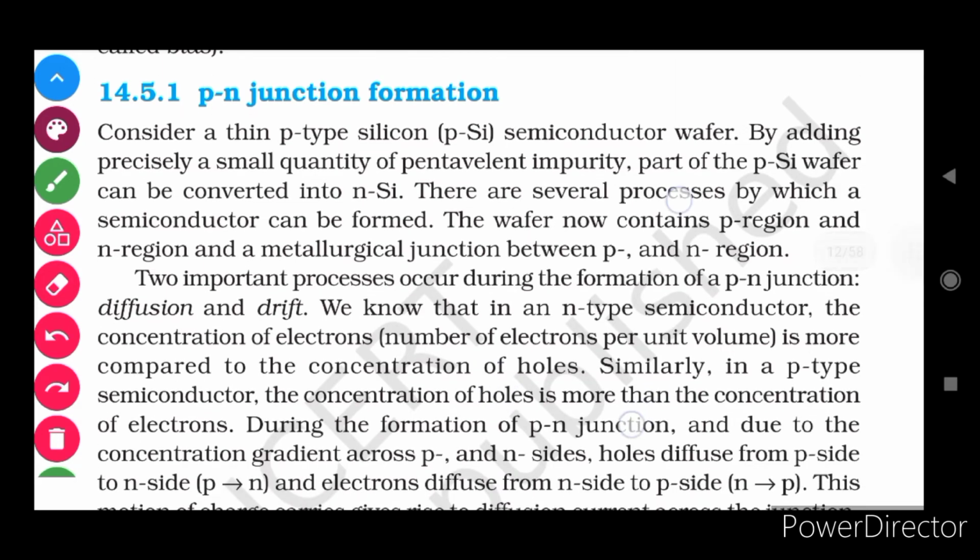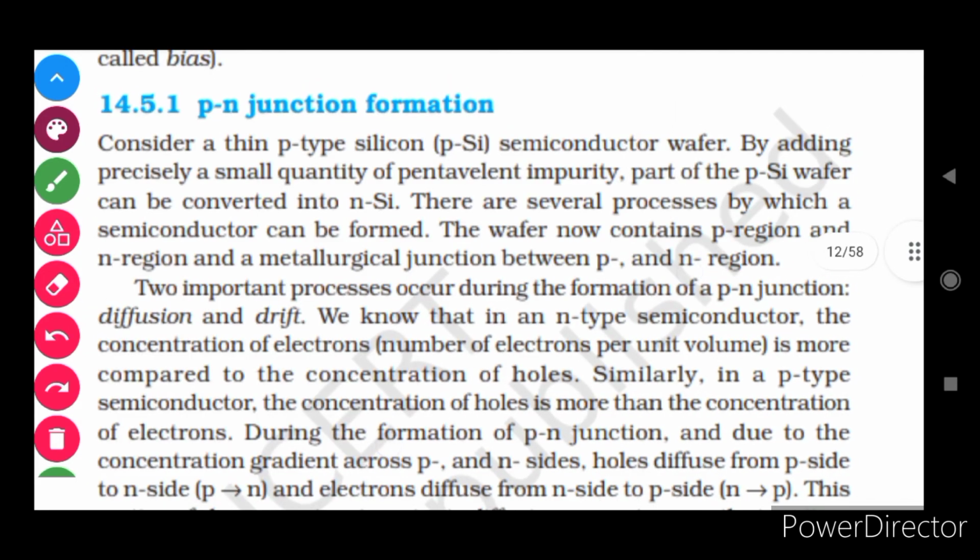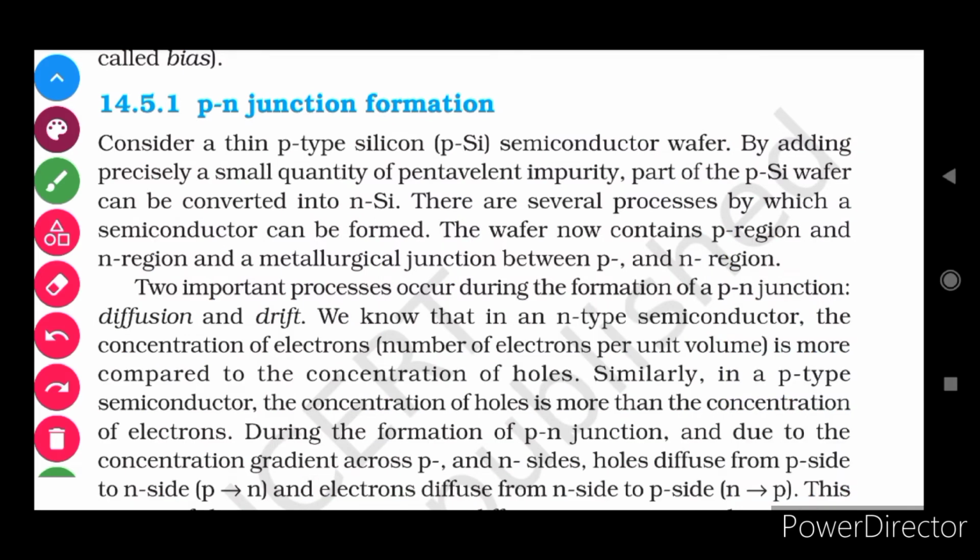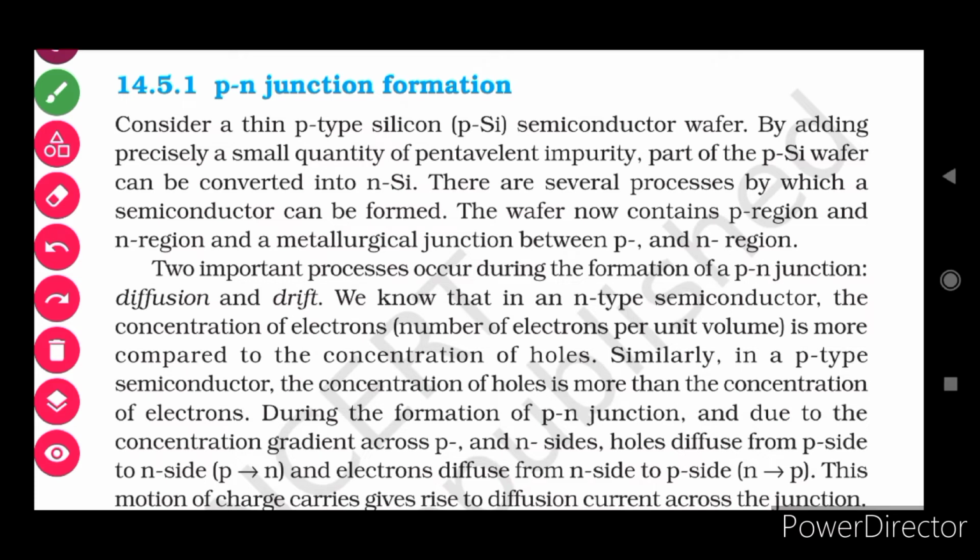Consider a thin p-type silicon semiconductor wafer. By adding a precisely small quantity of pentavalent impurity, part of the p-silicon wafer can be converted into n-silicon. As we know from the previous video, when we add pentavalent impurity, it becomes an N-type semiconductor. This is how we obtain a PN junction.